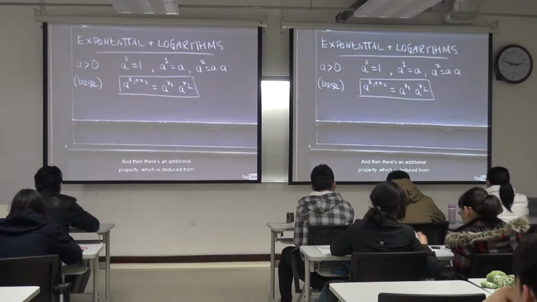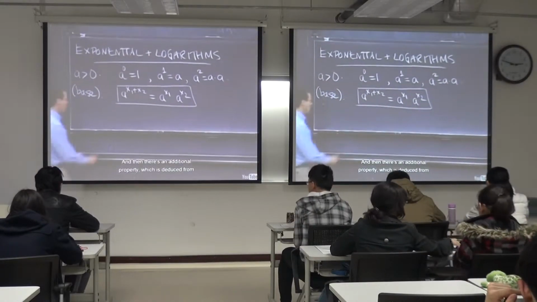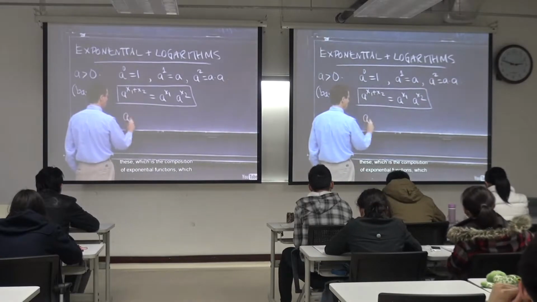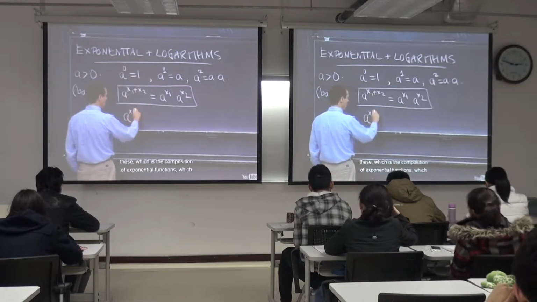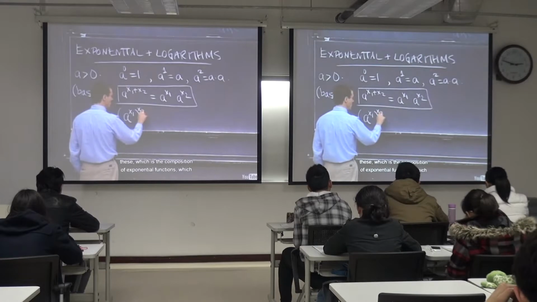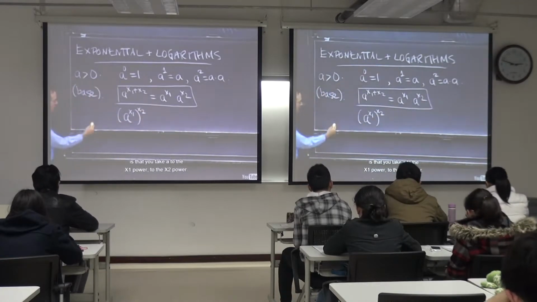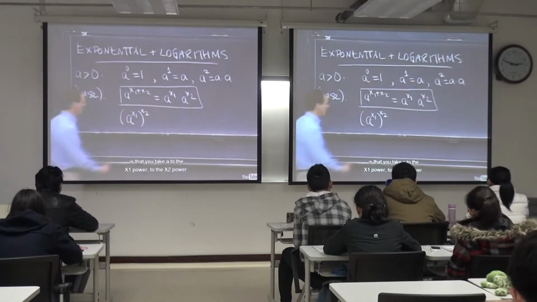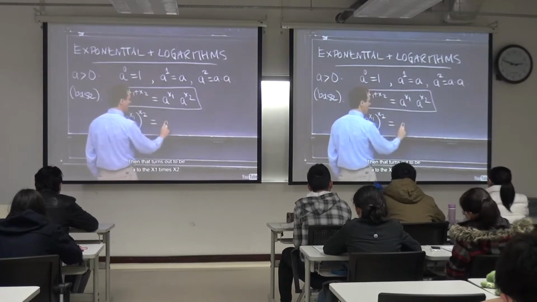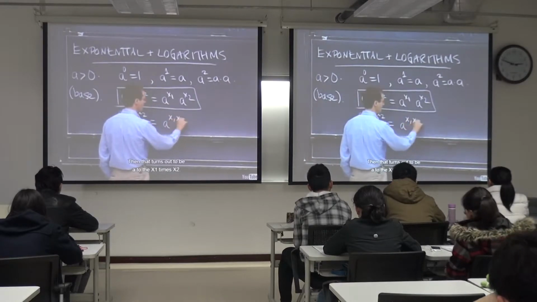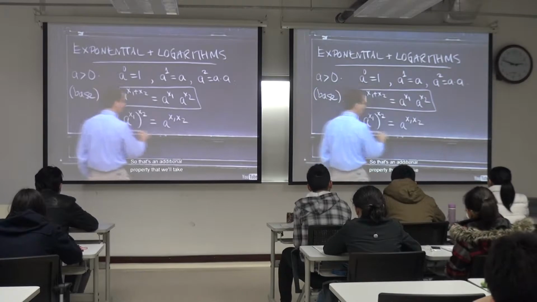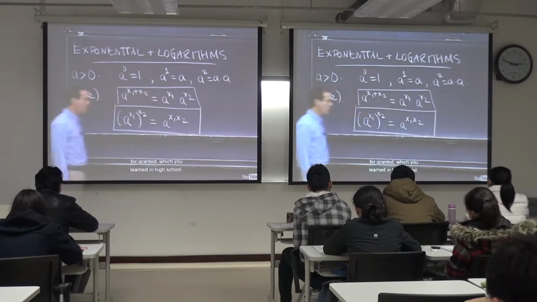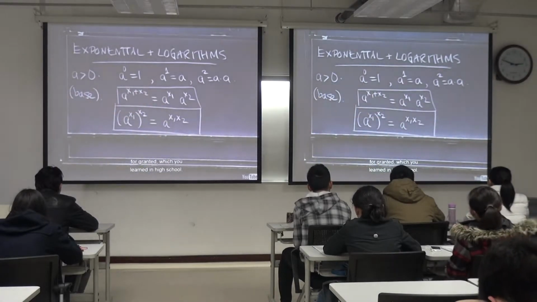And then there's an additional property which is deduced from these, which is the composition of exponential functions, which is that if you take a to the x1 power to the x2 power, then that turns out to be a to the x1 times x2. So that's an additional property that we'll take for granted, which you learned in high school.